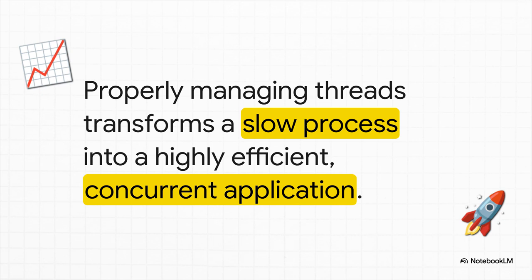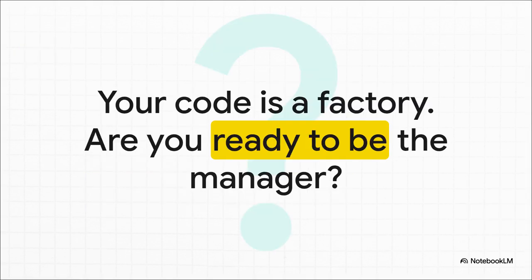Learning to manage multithreading, especially using amazing tools like the executor service, is what takes your program from being a slow, one-thing-at-a-time shop to a powerful, super responsive application that can juggle tons of operations at once without tripping over itself. It's pretty much the secret sauce behind almost all fast modern software. So, I'll leave you with this one thought to chew on. Your code, it is a factory floor. And now that you've seen the chaos that can happen, and you've also seen the incredible power of having a good manager, the real question is, are you ready to be the one in charge?